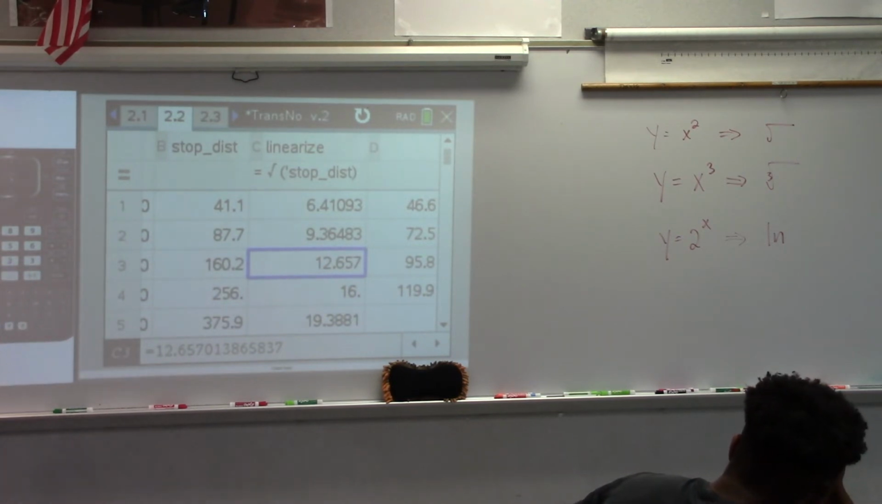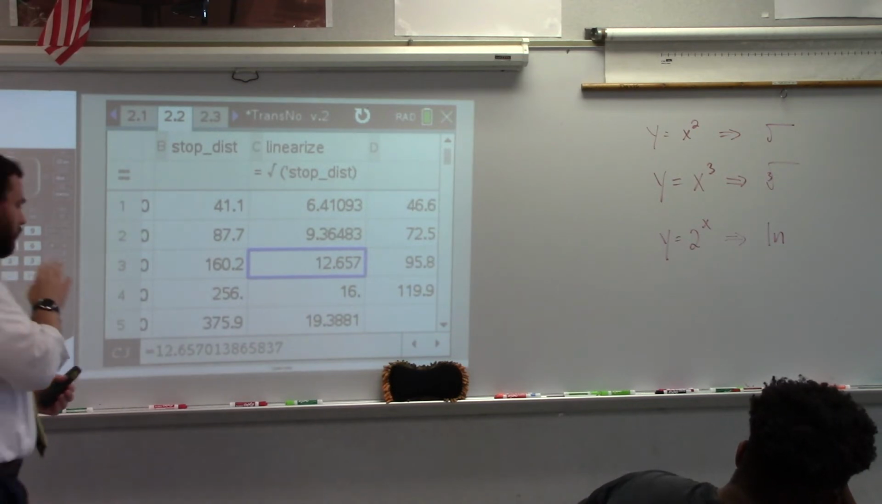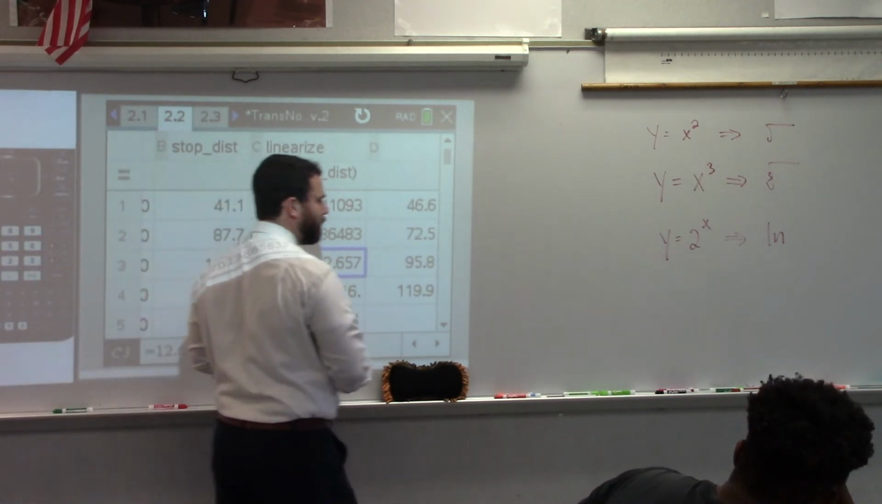We're trying to find approximately what that slope should be, right? Any guesses? How can we use the table to help us figure out the slope now? Go back to the basics. What do we know about slope? What else do you need to know about slope, guys?